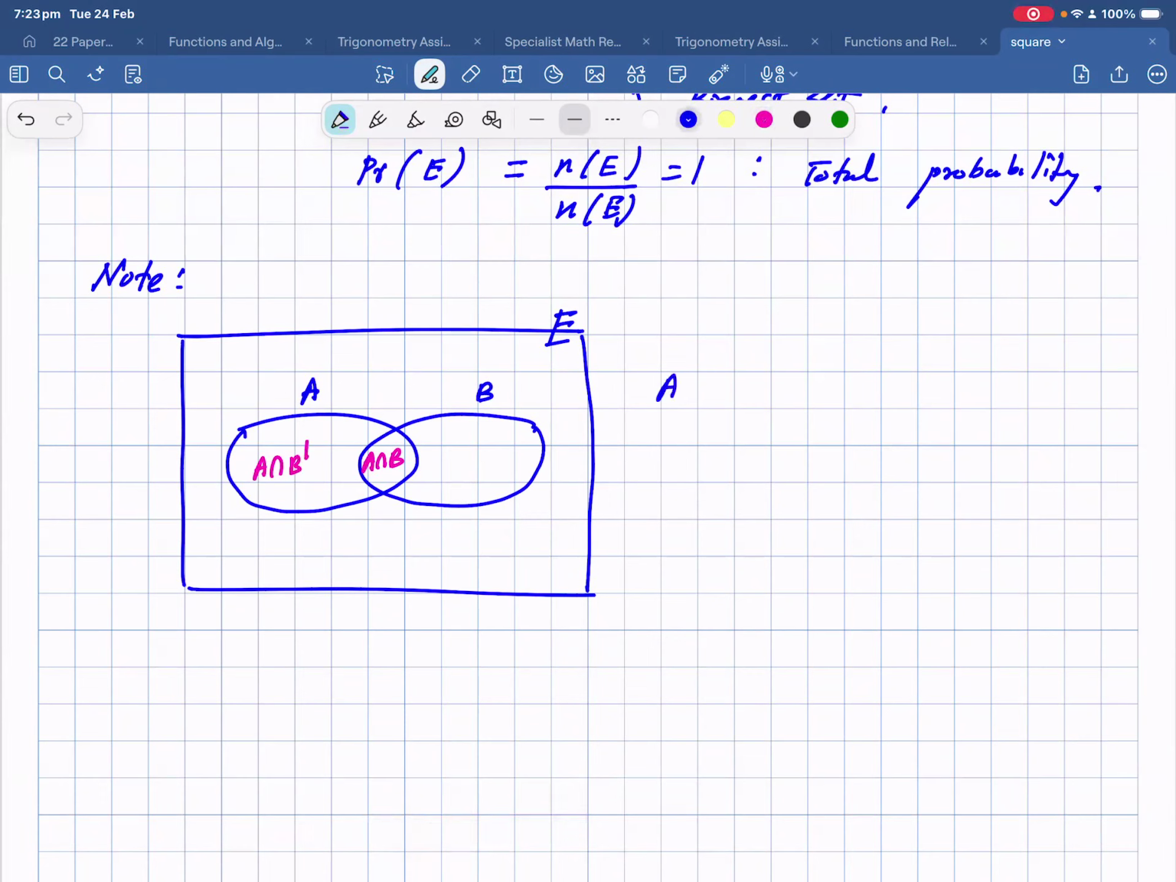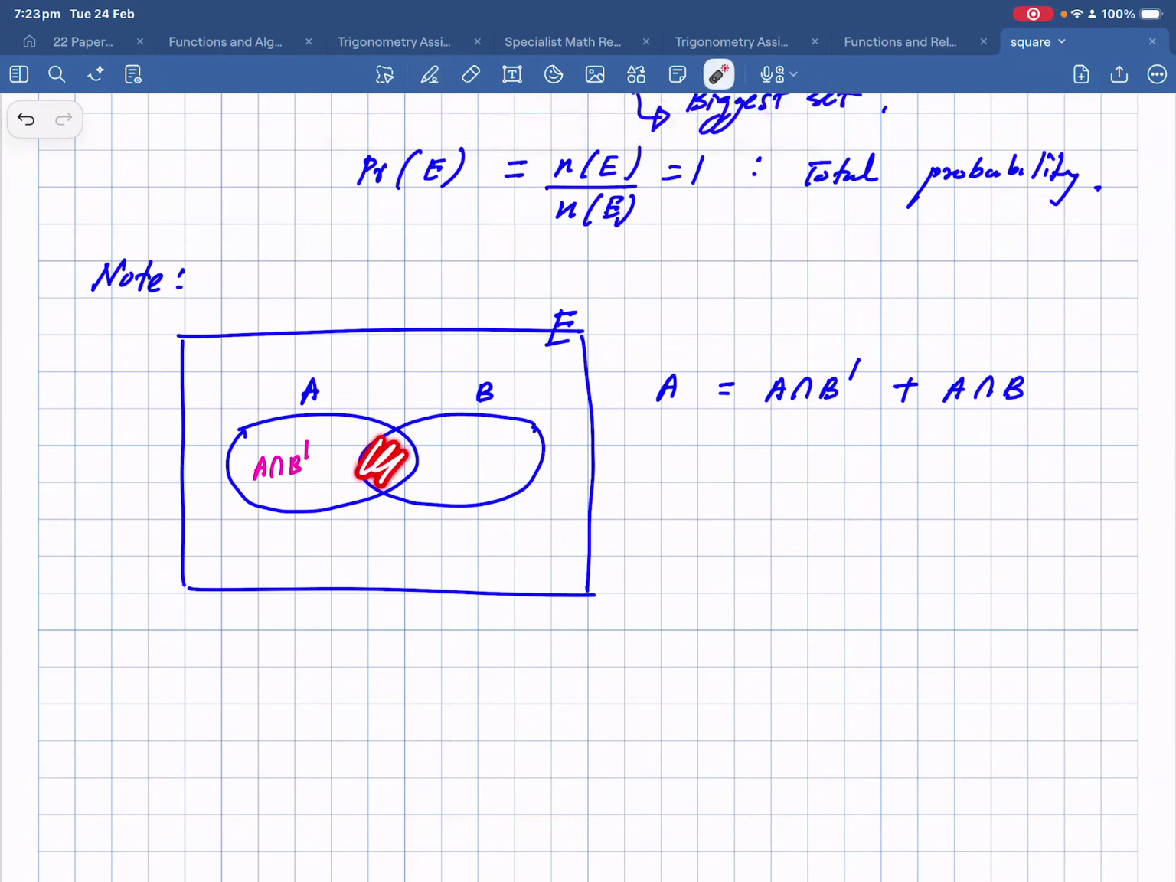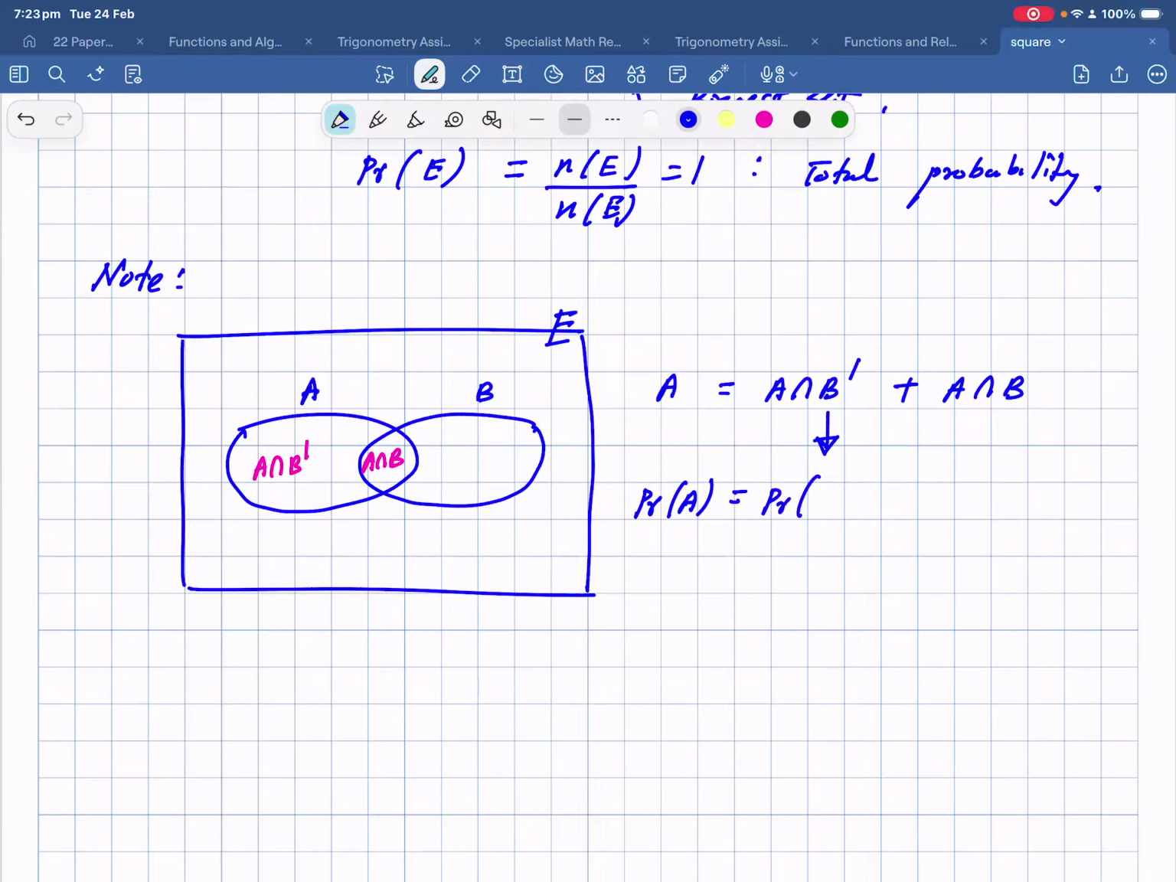So what is A now? A is nothing but A intersection B prime plus A intersection B. You can see that, right? This guy and this guy together make this guy. Now, to this, you can calculate probability. That means you are introducing probability. Probability of A is equal to probability of A intersection B prime plus probability of A intersection B. Okay.